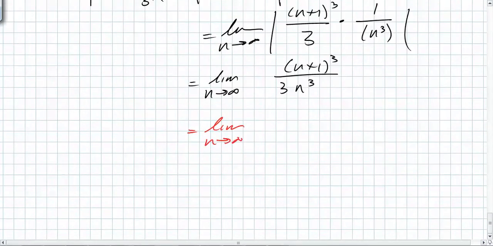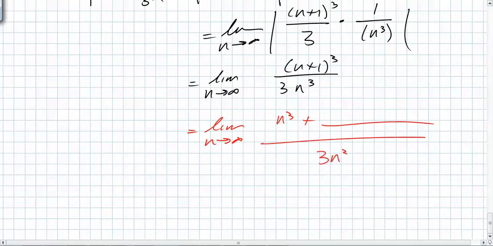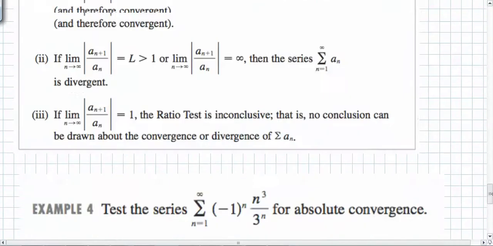You're almost there, guys. What does it go to? It's n cubed plus a bunch of stuff, right? And then over here, what is it? 3 in this, right? So what is this going to go to? 1/3. So let's go back and look here.